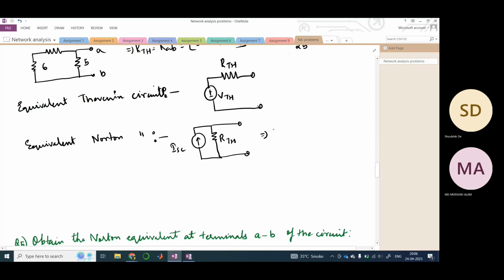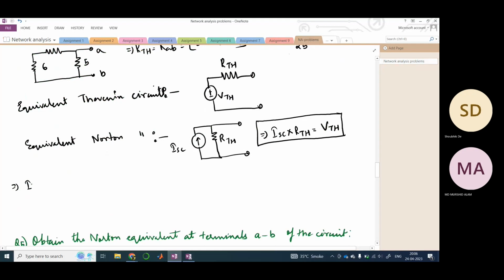You can see here we can apply a source transformation because this is connected in parallel to this. If I multiply ISC into RTH, this would be nothing but VTH. So just remember this rule here. If you just remember this, nothing else is required.